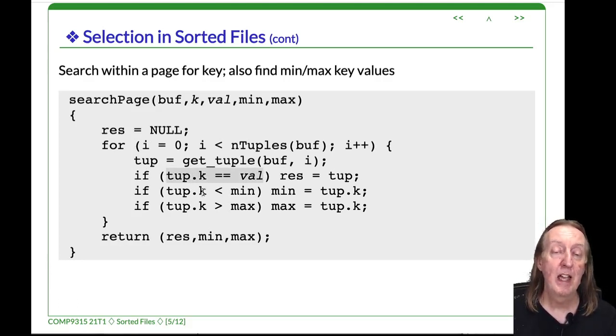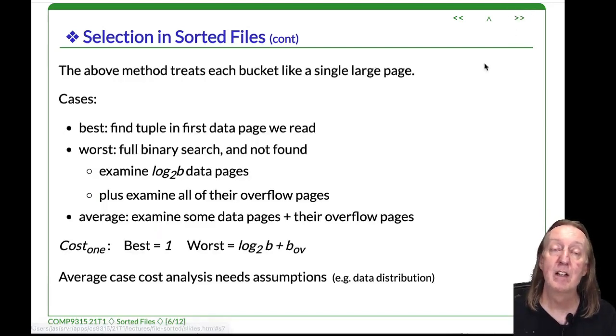If the k value in the tuple happens to be less than the minimum value we've seen so far, well, that becomes the new minimum value. And similarly, if the k attribute has a value that's larger than the maximum value that we've seen so far, then that becomes the new max. And ultimately we return this triple. Now, of course, this isn't C because you can't return a triple of values, or at least you couldn't in the older versions of C that I have dealt with.